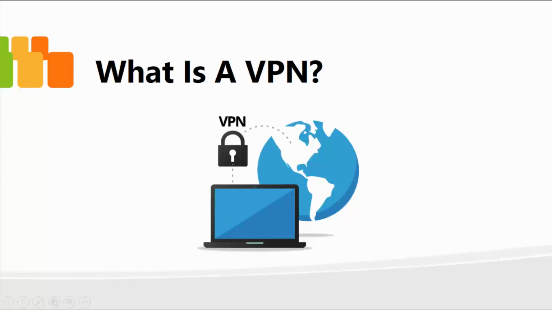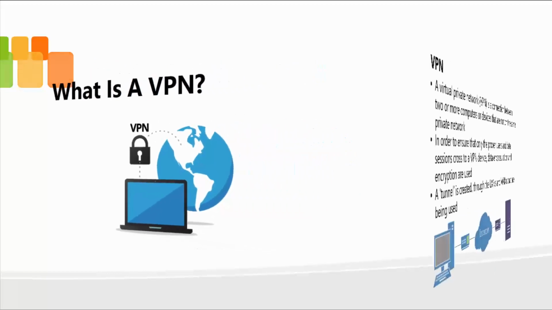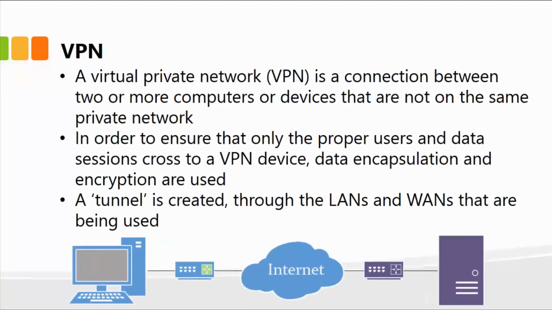In this lesson, I'm going to talk about and also demonstrate what a VPN is all about. VPN is simply a virtual private network. A VPN simply is a connection between two or more computers or devices that are not on the same private network. So here you have a situation where you have your own organization with, let's say, 500 computers, and you wish to connect to yet another organization located maybe in another city or across the globe.